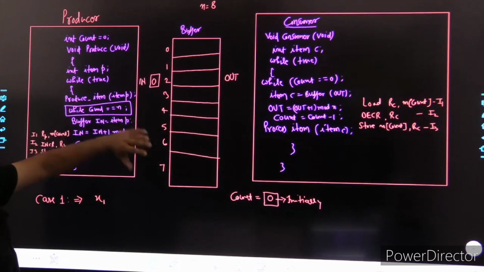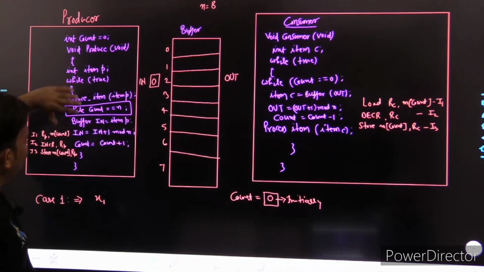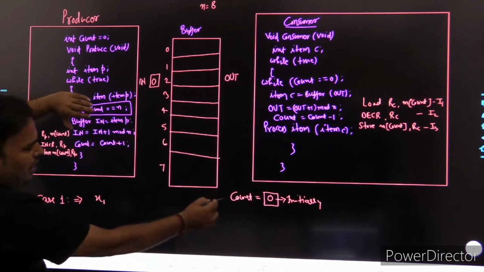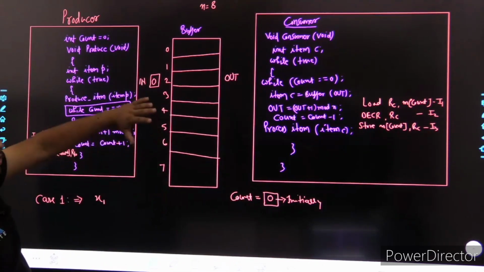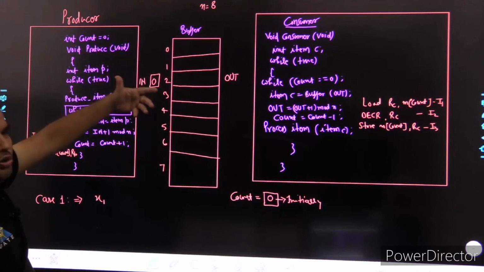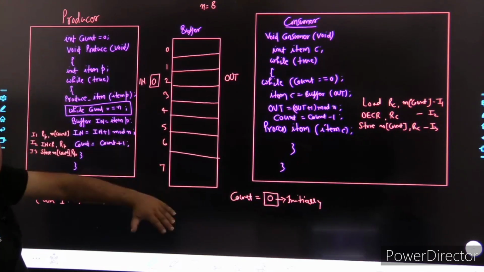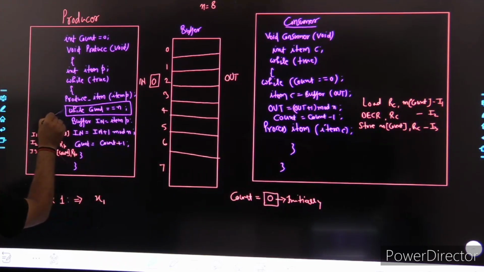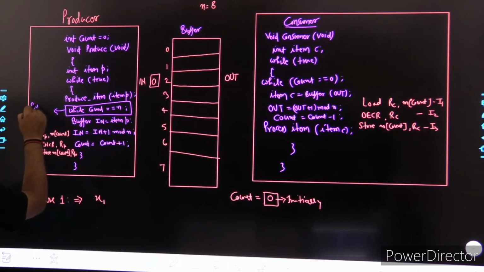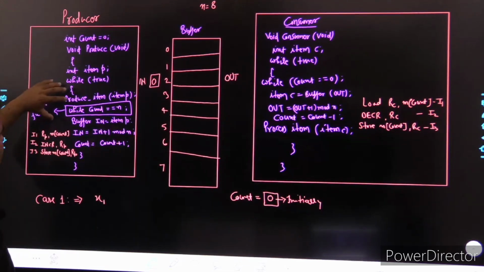While count equal to n, here n equals 8. When all the slots of the buffer are full, then how can the producer produce the item? As I told you, when the buffer is full, the producer is not able to produce more items. So this is the buffer full condition, my dear friends. It will be stuck in the loop. If the buffer is not full, then go further.